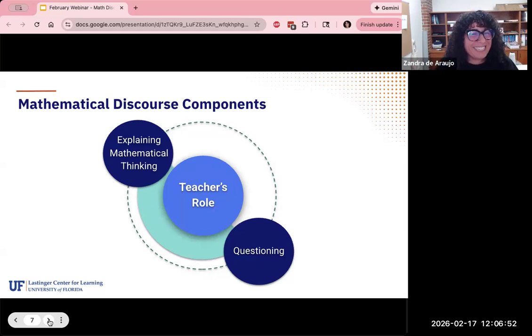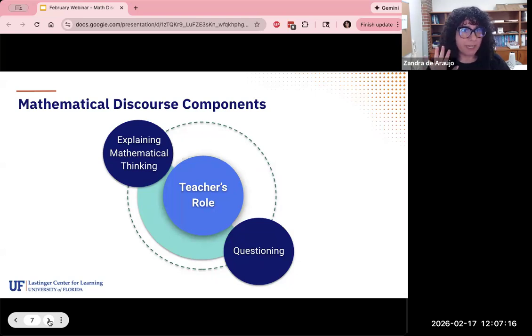And similarly, in teaching, when you're having a really good conversation, it's not like it's just spur of the moment. Probably a lot of really thoughtful planning went into that. So the teacher's role is central because it's so important to having a strong math discussion in your classroom. And then, the students are engaging in questioning with you. You're engaging with questioning with them.